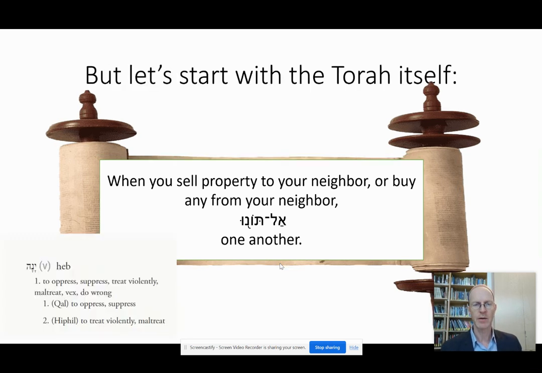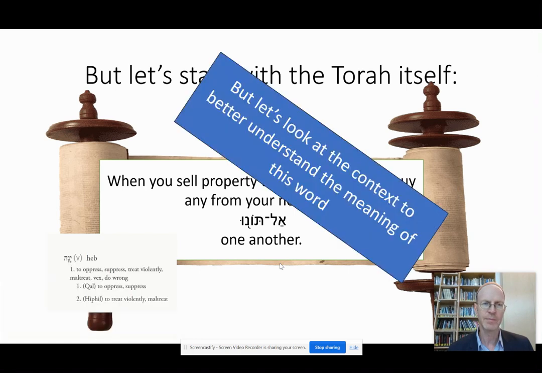And here is actually the definition of altonu: yana, to oppress, suppress, treat violently, maltreat. So what do you think is actually happening here? That's question number two. What does it mean to oppress or suppress or treat violently one another when you're talking about selling property to a neighbor?